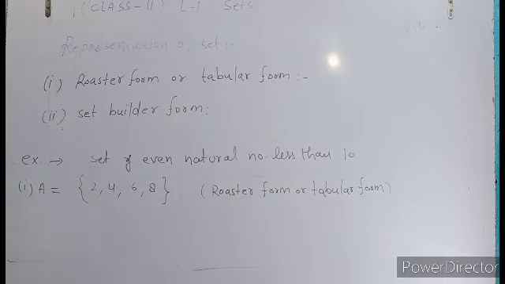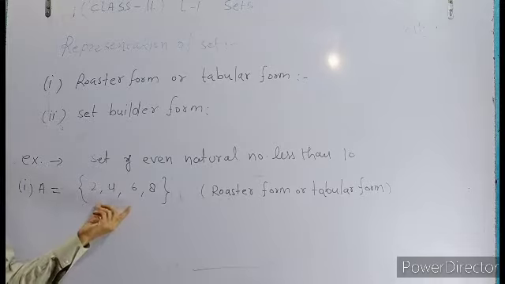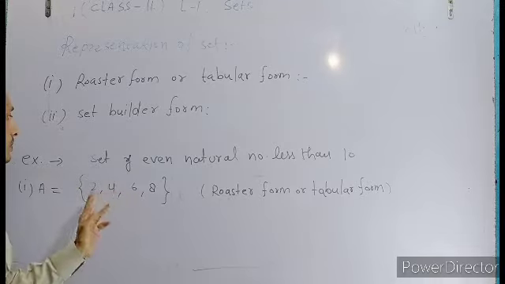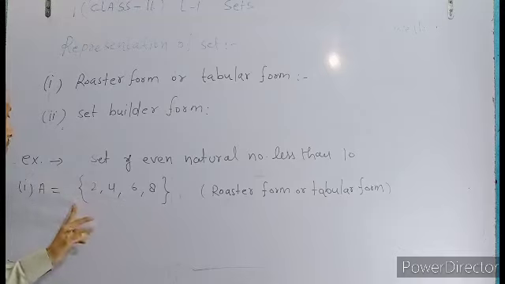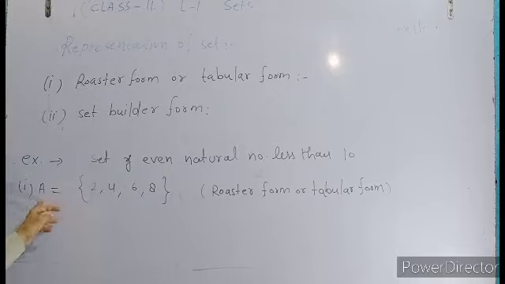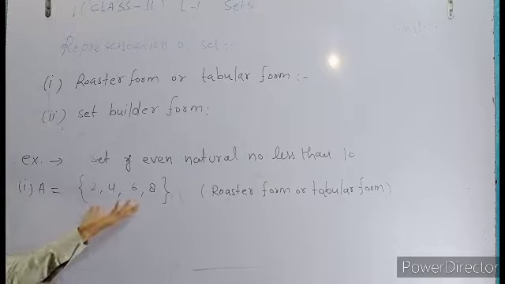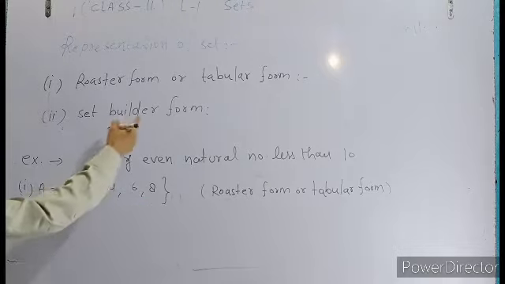In roster form, we write the elements separated by commas. Put a comma between all the elements to separate them, and use curly braces. A set is always represented by a capital letter of the English alphabet: A, B, C, D, whatever it may be. The elements may be in small letters. And how can we represent it in the set builder form?